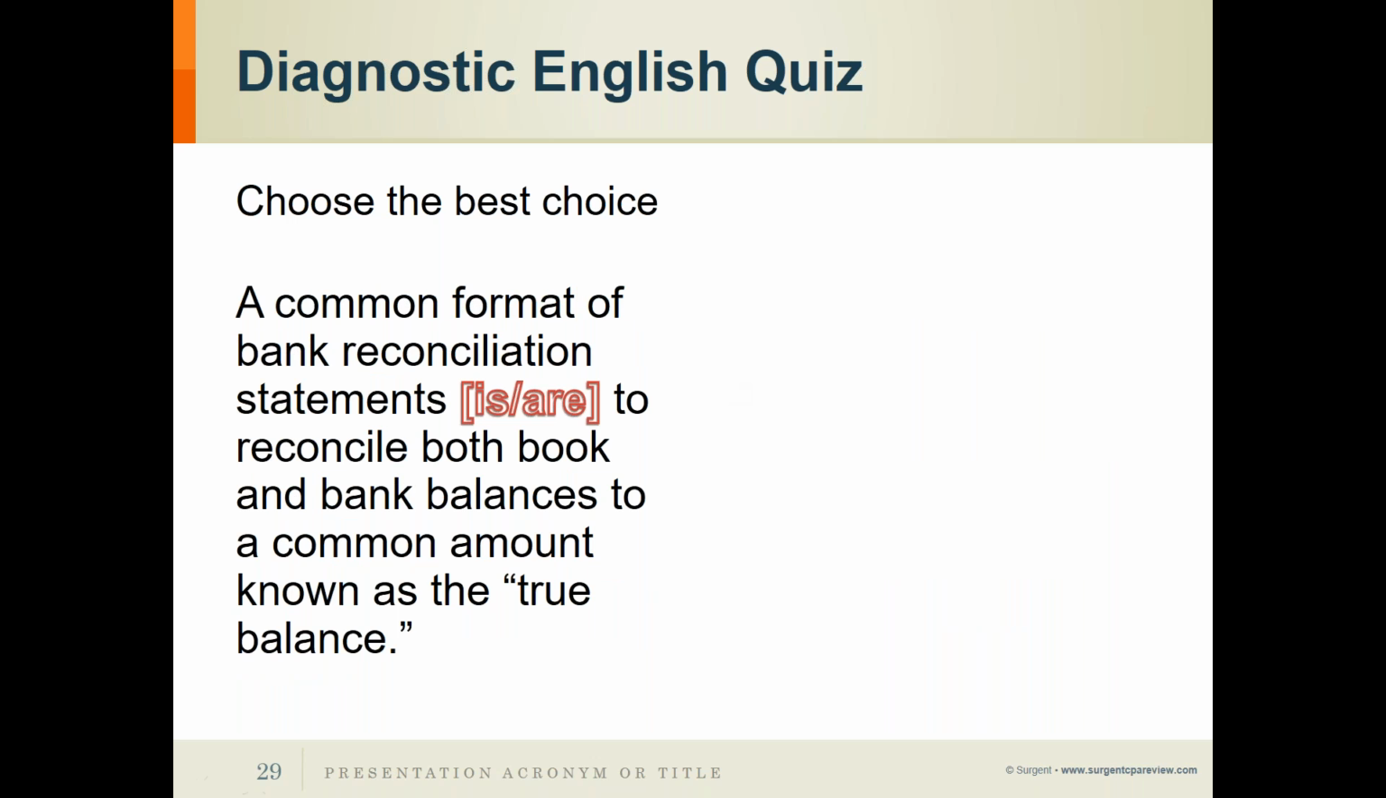Here's another one. Choose the best choice. A common format of bank reconciliation statements is or are to reconcile both book and bank balances to a common amount known as the true balance. So should you use is or should you use are?